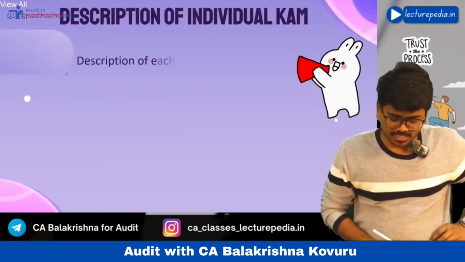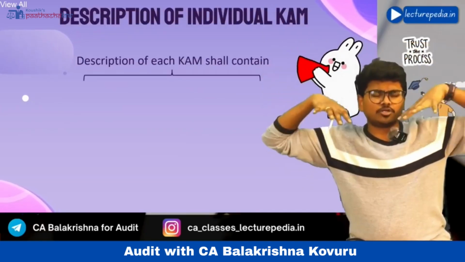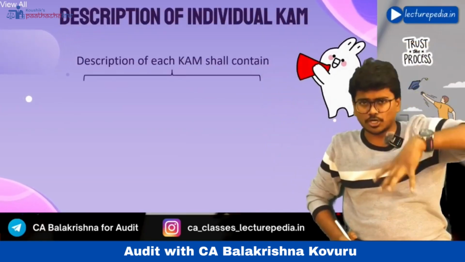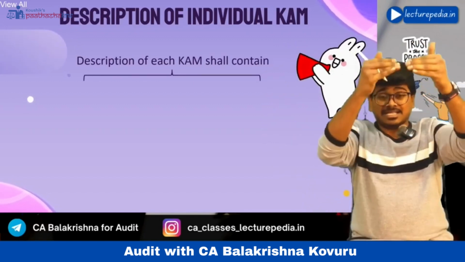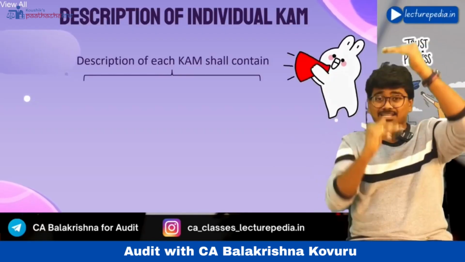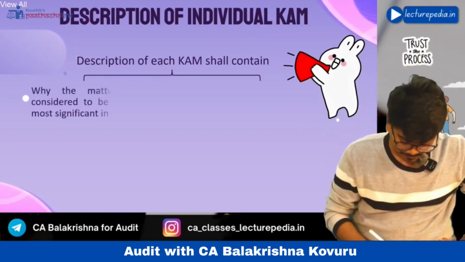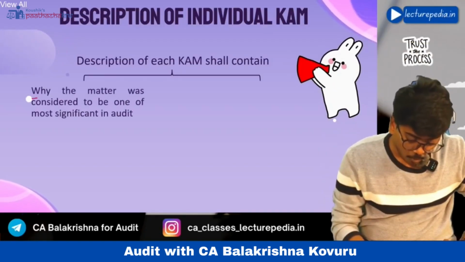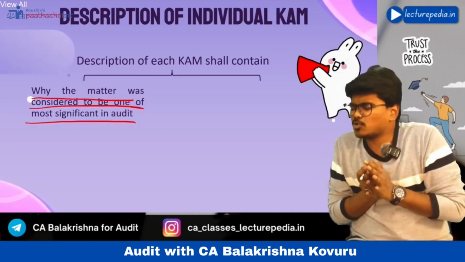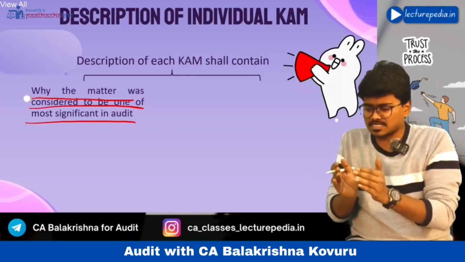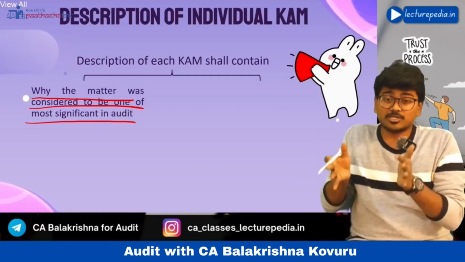Next, description of individual key audit matter. Now in the key audit matter paragraph, let's say you wanted to communicate 5 matters as key audit matters. Now you have to give an appropriate subheading. In that subheading you need to explain that key audit matter. How will you explain? What points do you need to cover? You need to describe why the matter was considered to be one of the most significant. Auditor, you are saying that this is a key audit matter. Now why you consider this matter a key audit matter, you need to explain.